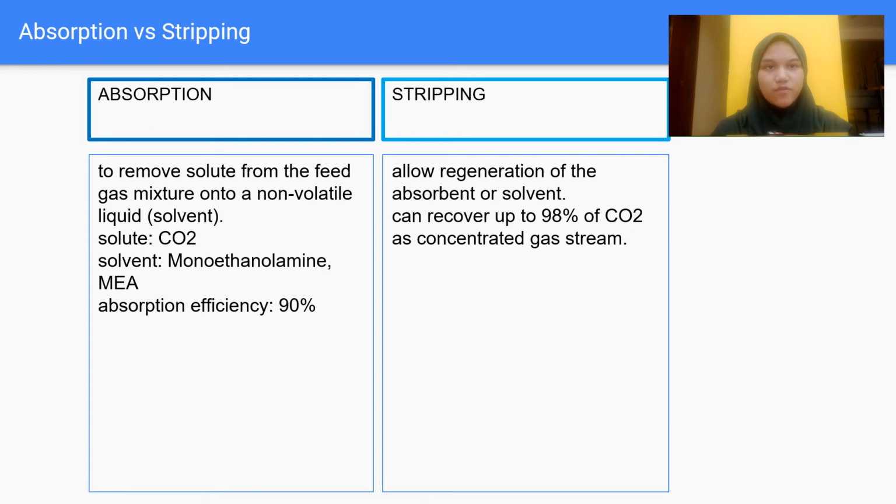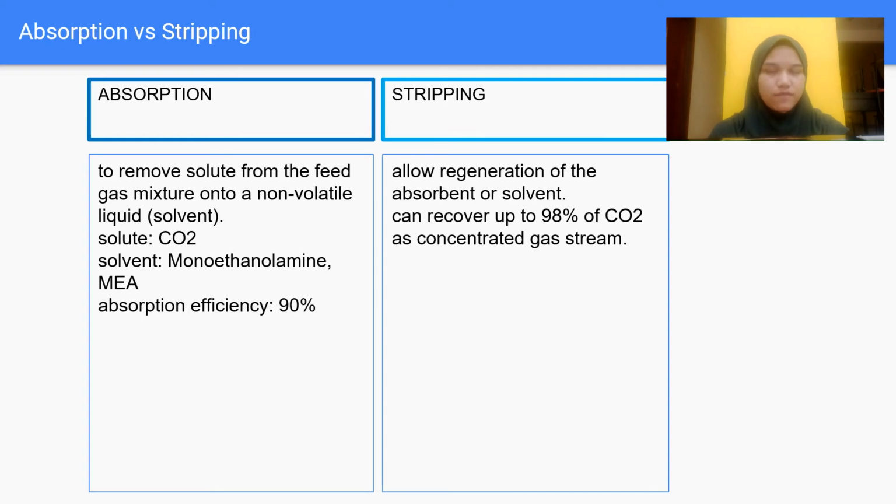Moving on to the CO2 removal unit. For CO2 removal, an absorption stripping column is used to get higher composition of hydrogen that will be fed to the hydrogen enrichment unit. An absorption column with 90% efficiency is used to remove solute, which is carbon dioxide, from the feed gas mixture onto a non-volatile liquid or solvent. In this case, monoethanol amine is used as the solvent, to get a higher percentage of hydrogen in the treated gas stream.